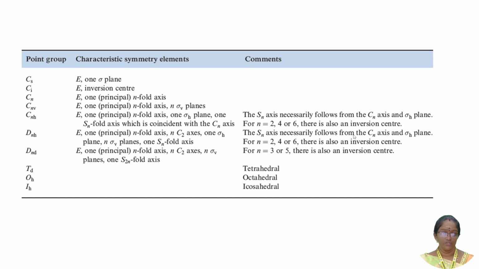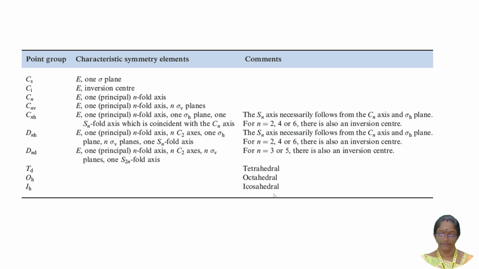The Dnd point group has E, one principal n-fold axis, n C2 axes, n sigma v planes, and one S2n-fold axis. Here for n equal to 3, 5, there is also an inversion. Td is the tetrahedral point group, Oh is the octahedral point group, and Ih is the icosahedral point group.